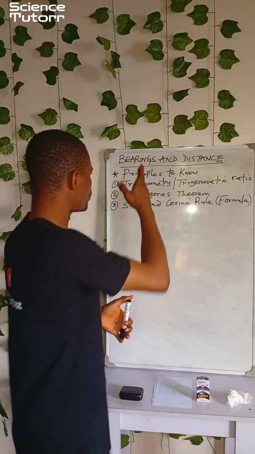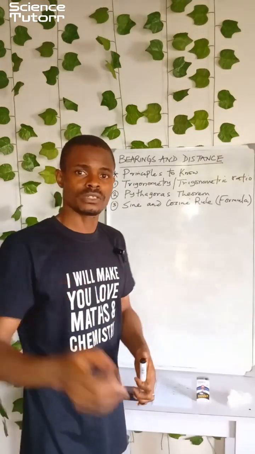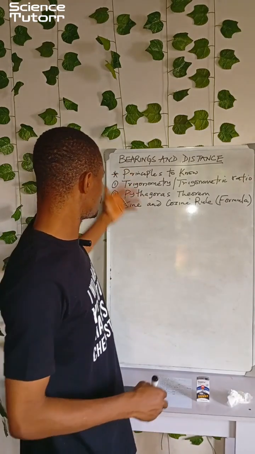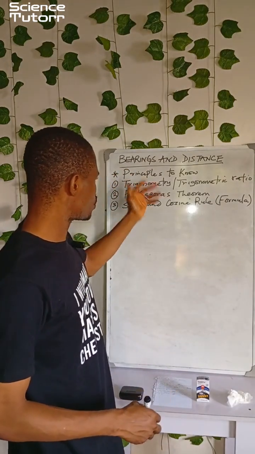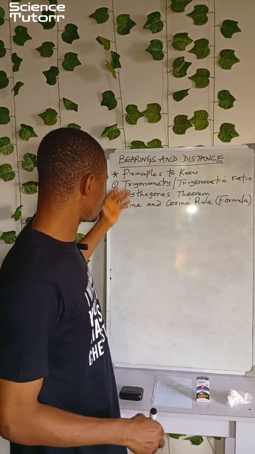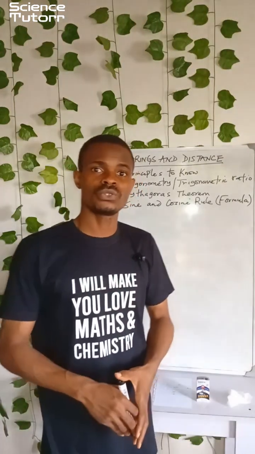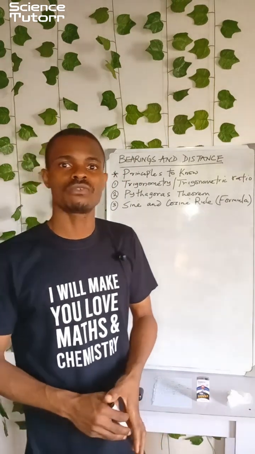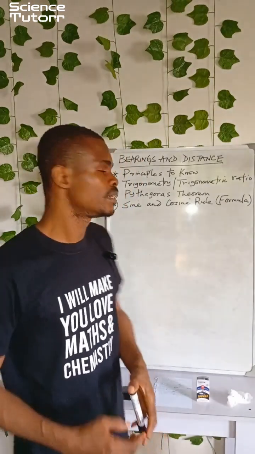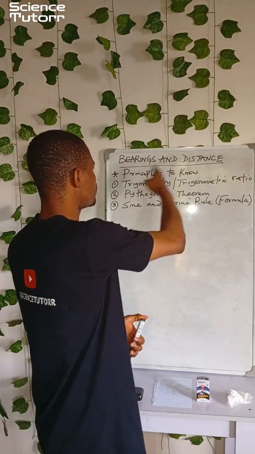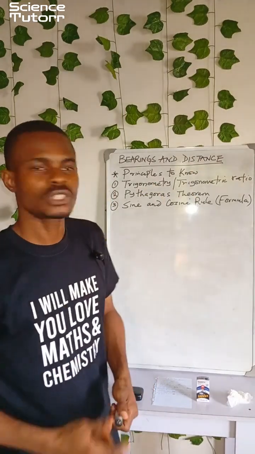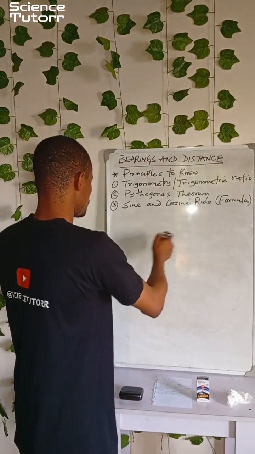So do well to check my previous videos. I've made videos on all of these: trigonometric ratios, Pythagoras theorem, sine and cosine rule. Check my videos for them, refresh your mind, and then come back to the topic bearings and distances. Now let's quickly go into the topic.